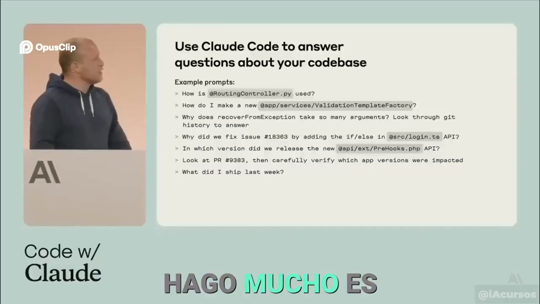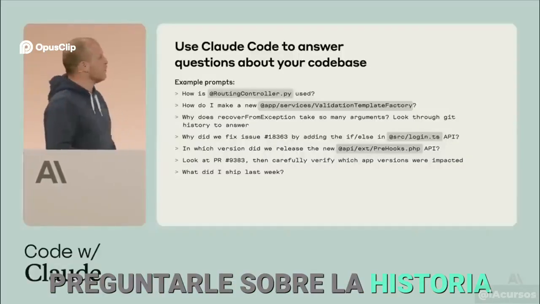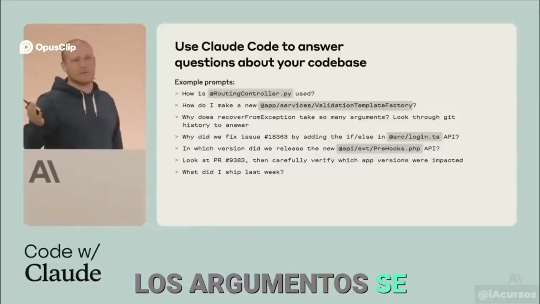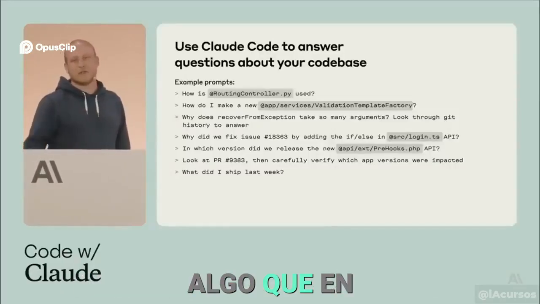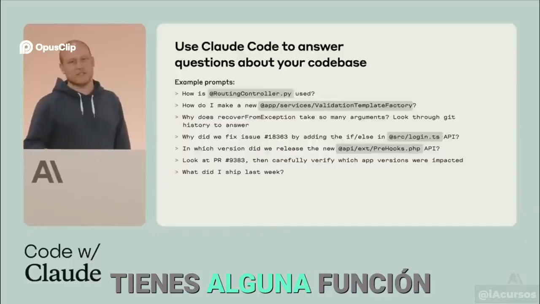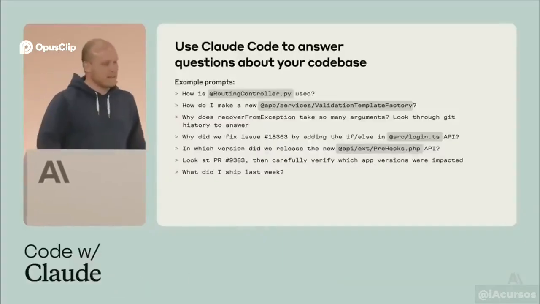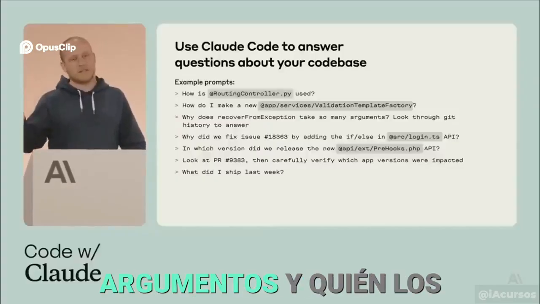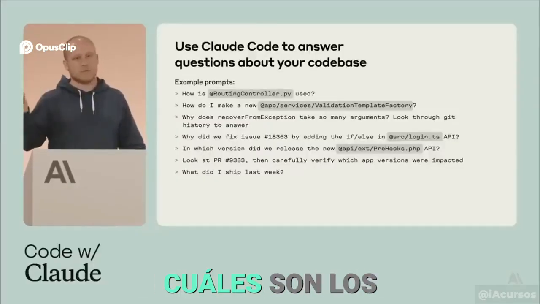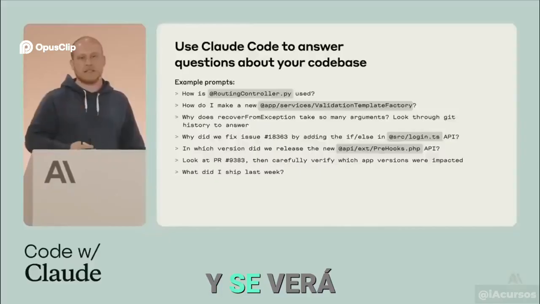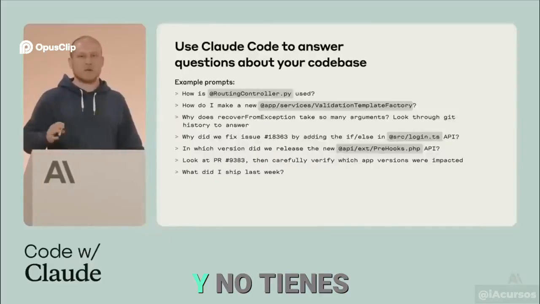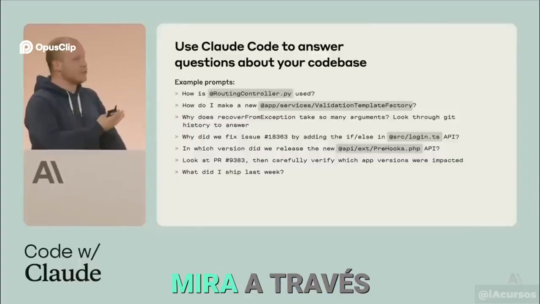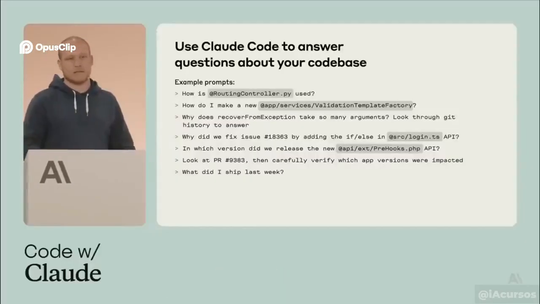Something that I do a lot also is ask it about Git history. So for example, why does this function have 15 arguments? And why are the arguments named this weird way? And this is something I bet in all of our code bases, you have some function like this or some class like this. And Claude Code can look through Git history. And it'll look to figure out how did these arguments get introduced, and who introduced them, and what was the situation, what are the issues that those commits link to. And it'll look through all this and summarize it. And you don't have to tell it that in all this detail. You just ask it. So just say, look through Git history, and it'll know to do this.